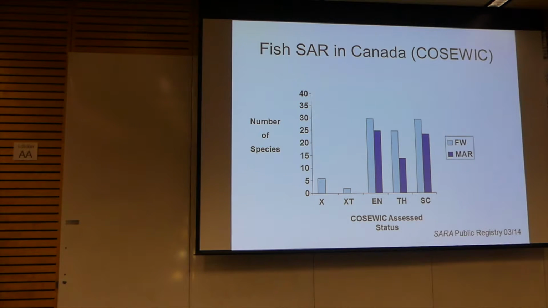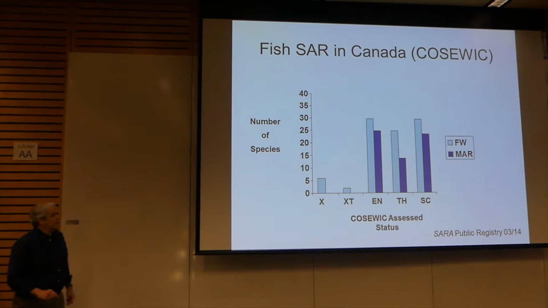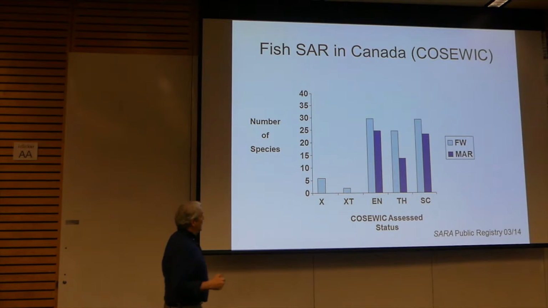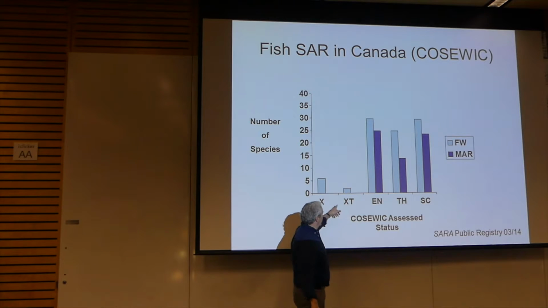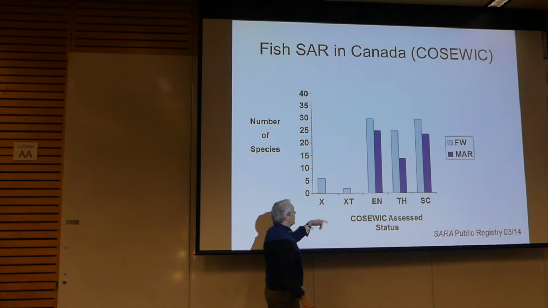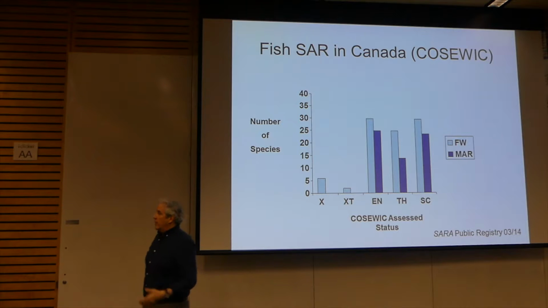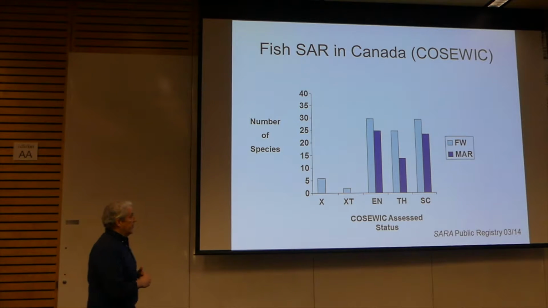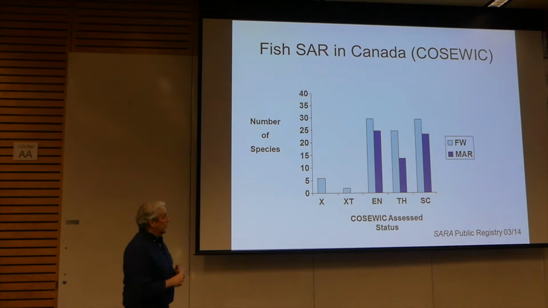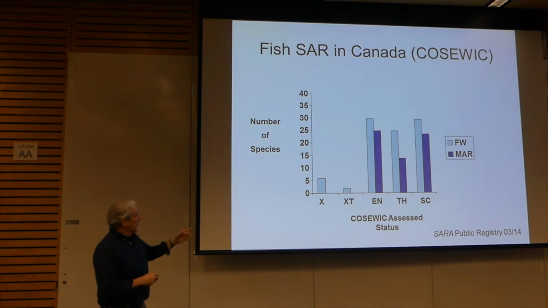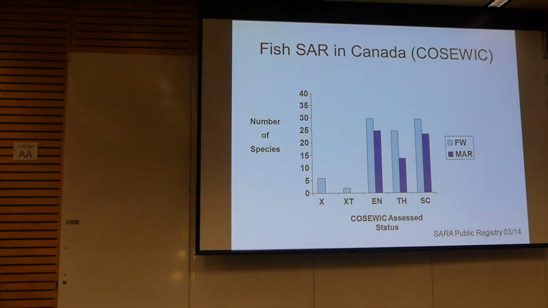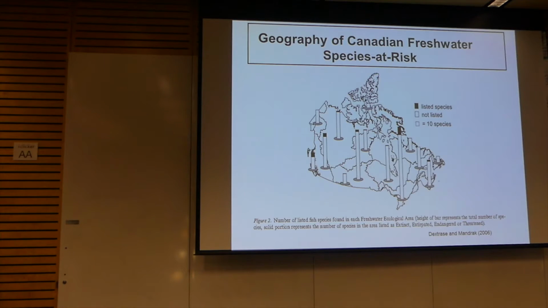This shows the numbers in Canada that have been assessed at some level of risk: special concern, threatened, endangered, or extirpated. This is extinct, extirpated, endangered, threatened, special concern for marine and freshwater, and you can see that freshwater fish tend to have a higher risk status than marine fish. This is going to change big time if all the salmon do in fact get listed, because that's going to really increase the marine fish group. But in terms of extinctions and extirpations, as I mentioned before, this has only happened in freshwater systems.